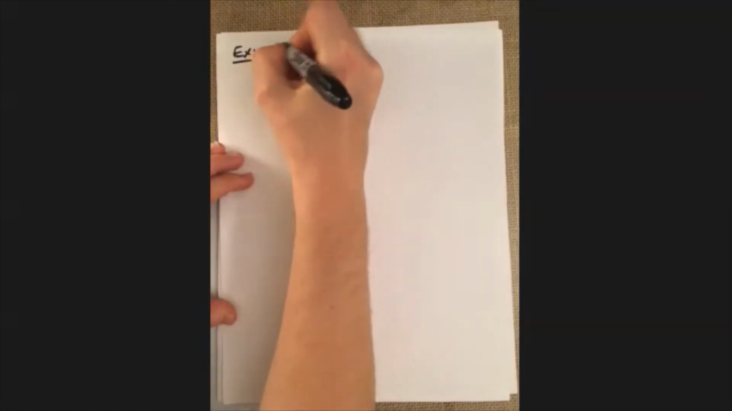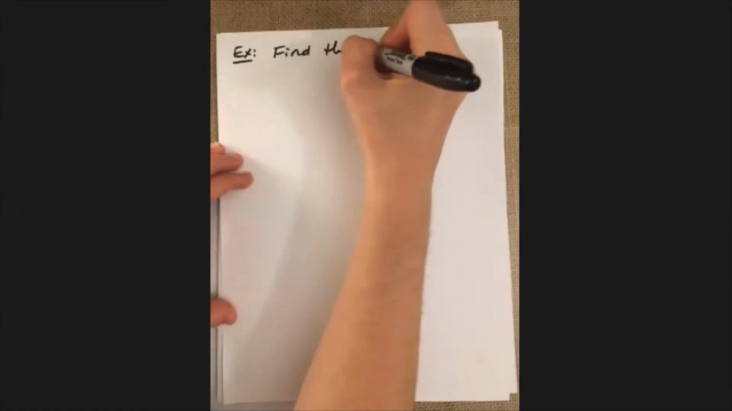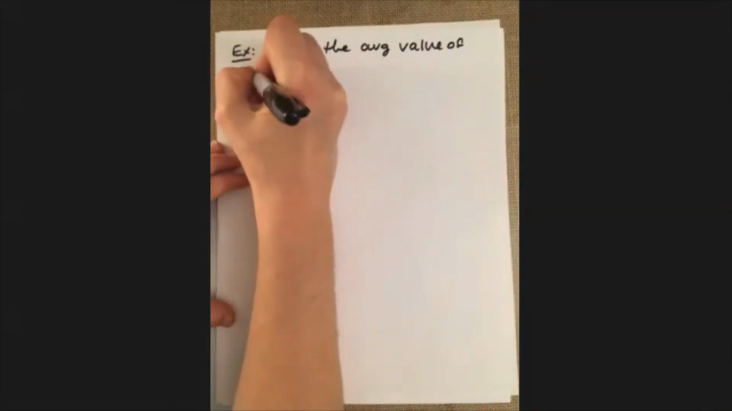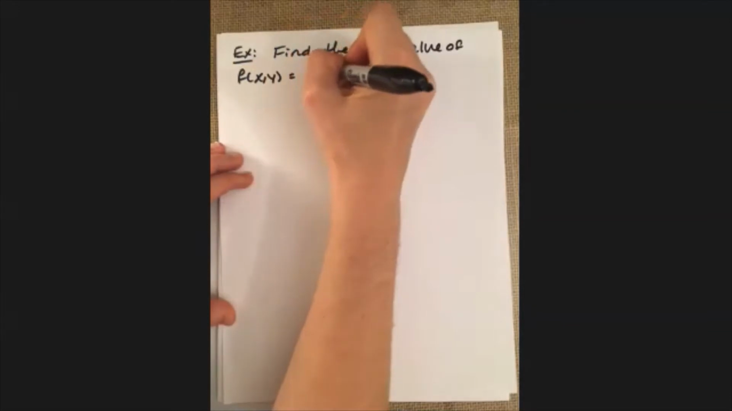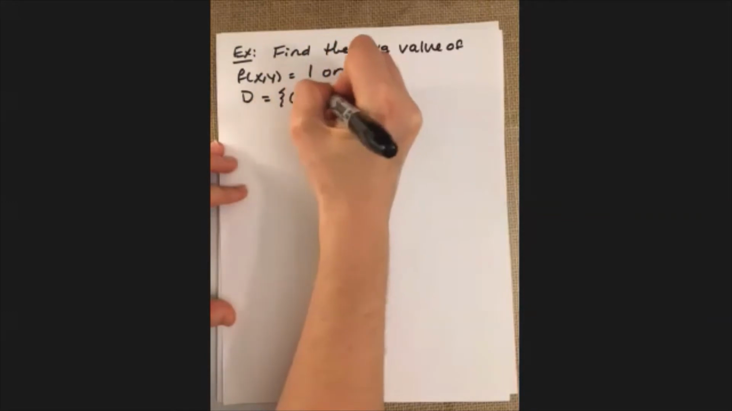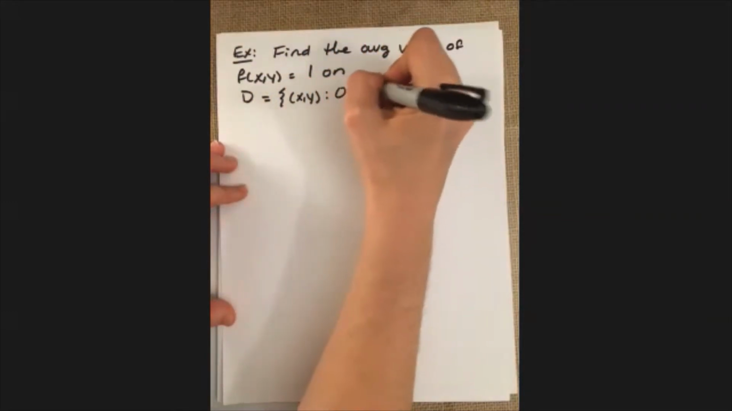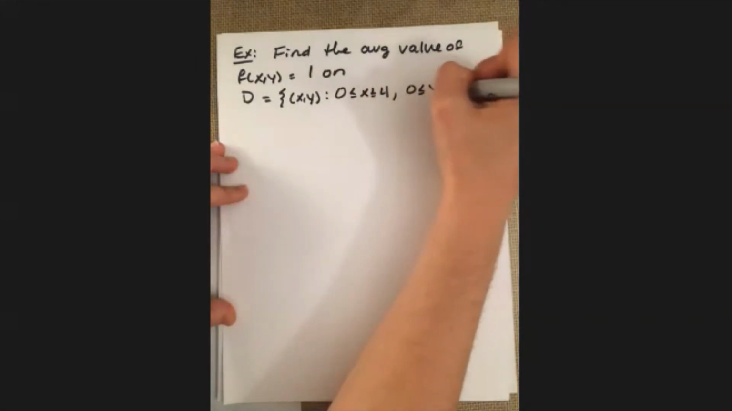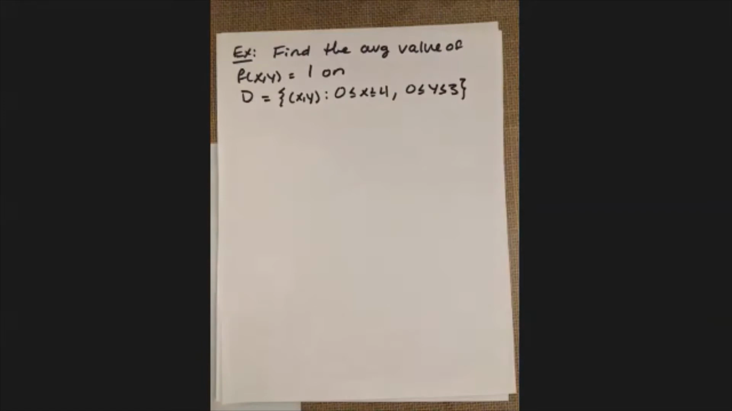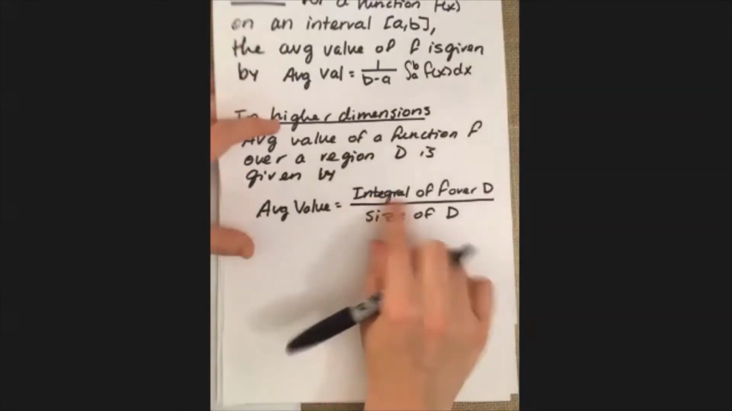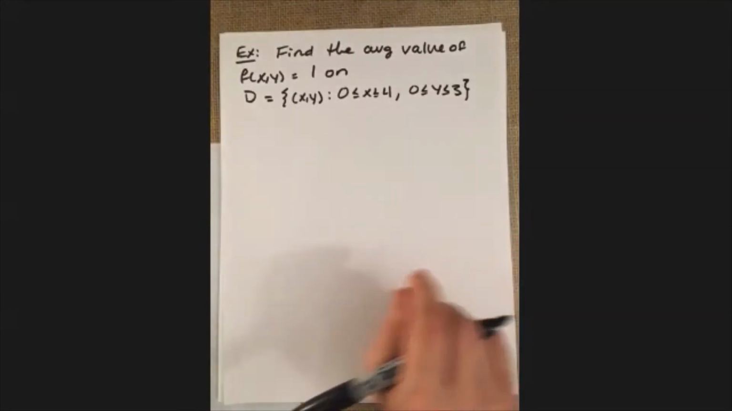We will find the average value of f of x, y equals 1 on the domain D equal to the set of x, y such that 0 is less than or equal to x less than or equal to 4, and y is bounded by 0 and 3. Okay, so remember that we are looking for the integral of f over the size of D for our average value.